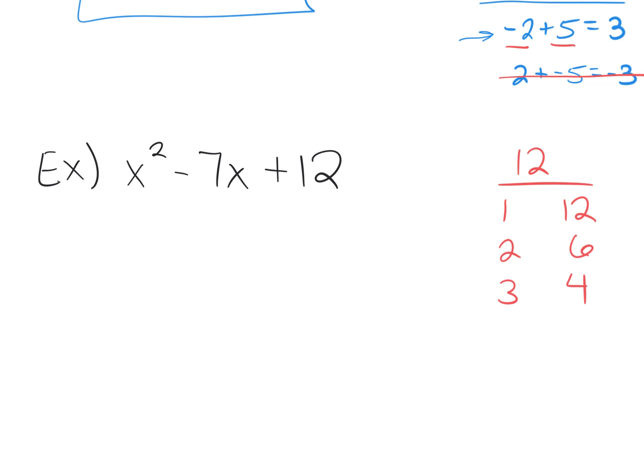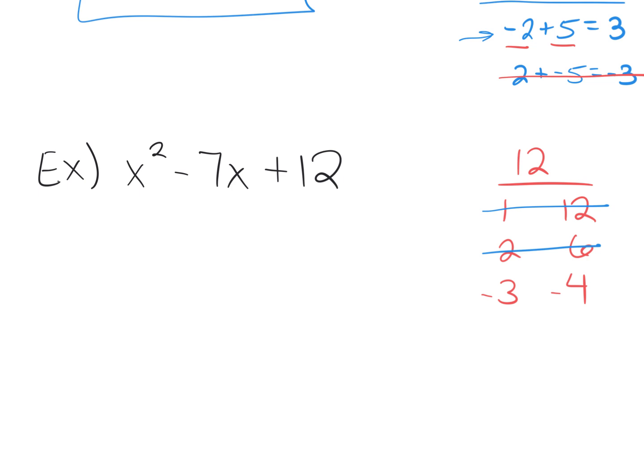1 and 12, could we get there? No. 2 and 6, can we get there? No. 3 and 4. Yes, but can they stay positive? No. Our C value, is it positive or negative? Positive. So, does 3 plus 4 give me a positive 7? Yes. Does it give me a negative 7? No. What do we do in this case? Make them both negative. Why do they both have to be negative? Because that's the only way you could get a positive.